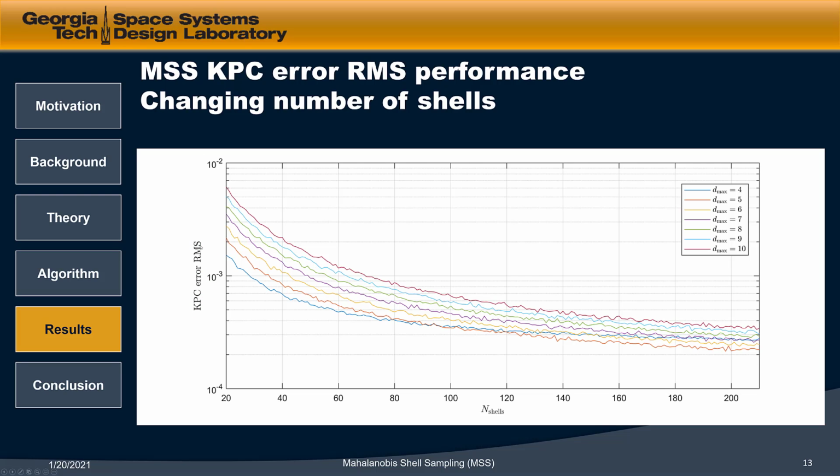To make comparisons tractable, we fix the number of particles per shell. We do two performance trades: one, by changing the number of shells while fixing the max Mahalanobis distance, and vice versa. In the first performance trade, we find that for a sufficiently high max Mahalanobis distance, increasing the number of shells monotonically increases accuracy. This makes sense because doing so is similar to having a finer grid of sample points.